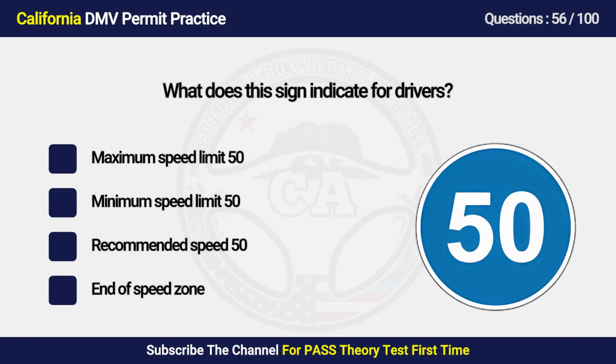A. Maximum speed limit 50. B. Minimum speed limit 50. C. Recommended speed 50. D. End of speed zone.